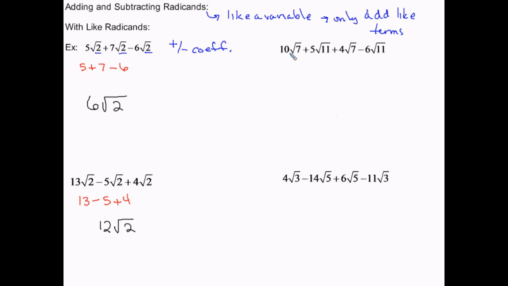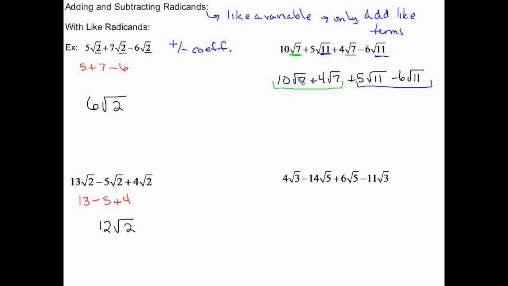Up here I have square roots of 7, and square roots of 11. These don't match, so I can't combine those. So what I can do is rearrange this if I need to where I put matching terms next to each other. You don't have to rearrange them, but if it helps you visually to rearrange them, then you can do that. And you can also double check and make sure you've got all your terms.